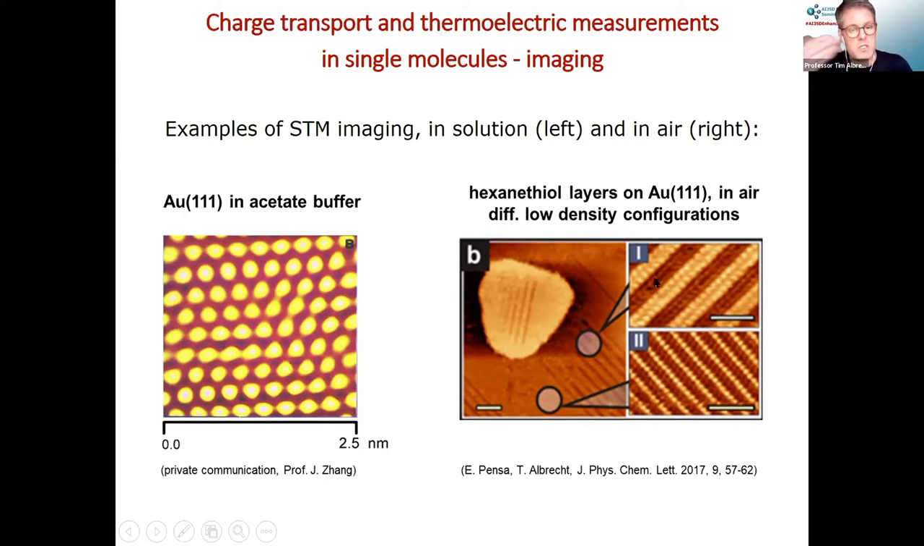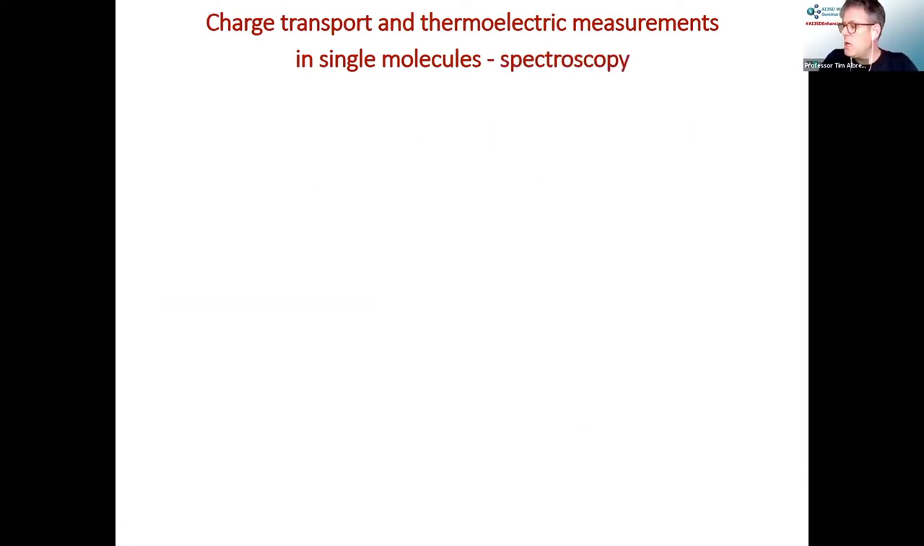And then you can start to study the structure of the adsorbed molecule in other different conditions. So really high resolution. Okay, now how do you use that to measure the conductance of an individual molecule? Well, you use some form of spectroscopy.